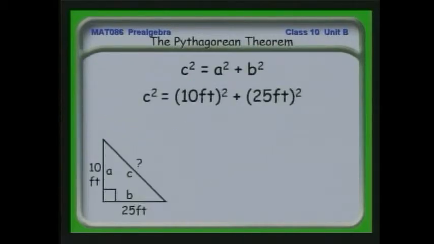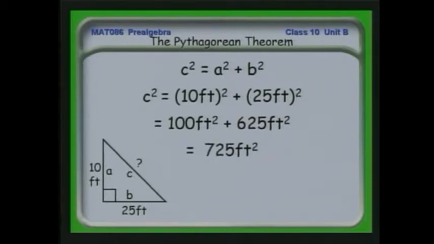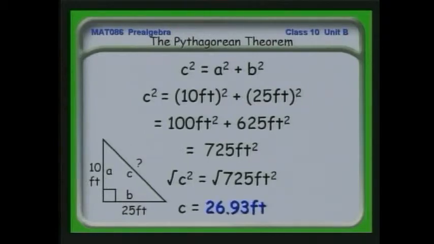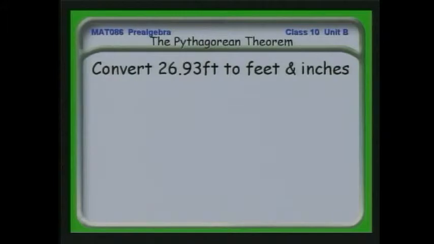We plug in those numbers. C squared is 10 feet squared plus 25 feet squared. We do the math multiplying both of those numbers by themselves. We add it together. Then we take the square root of the 725 feet squared, using our calculator at this point. When we do that, we find that the length of the beam has to be 26.93 feet. But remember, we're not quite done yet. We need to convert 26.93 feet to feet and inches.